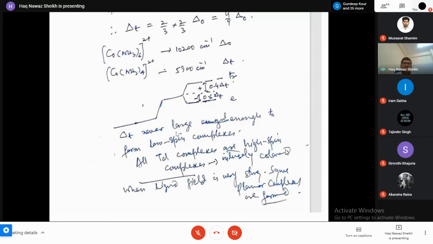So that's the parameter which is used to measure whether a particular transition is allowed or not, or if it is allowed, to what extent. If the molar extinction coefficient has a high value, that means the transition is allowed. So delta T is never large enough to form a low spin complex. So all tetrahedron complexes are high spin complexes, intensely colored. When the ligand field becomes extremely strong and the coordination has to be 4, then it is a square planar complex. Tetrahedron complexes are not formed in that situation, right?